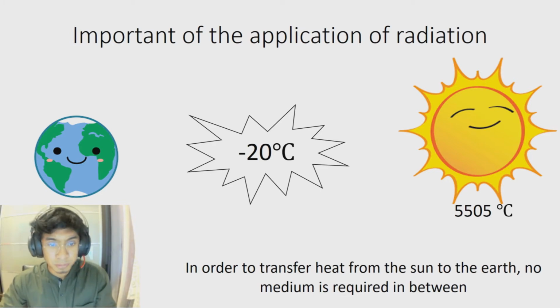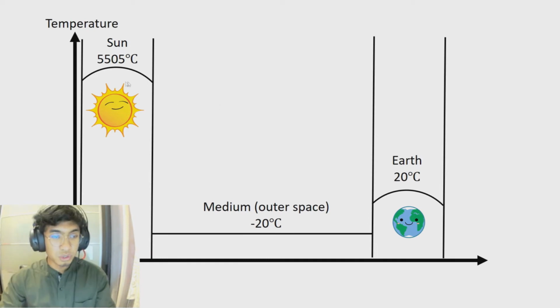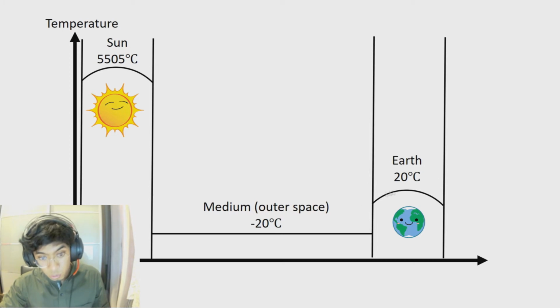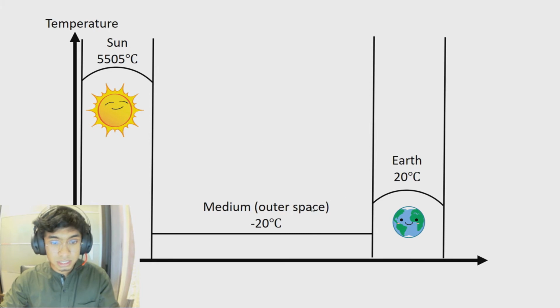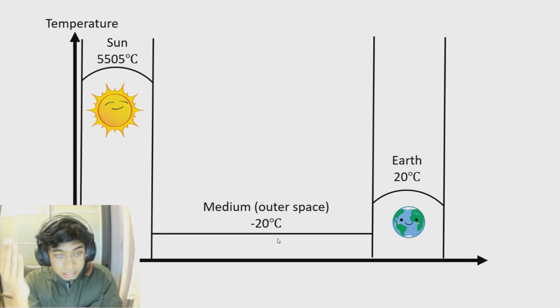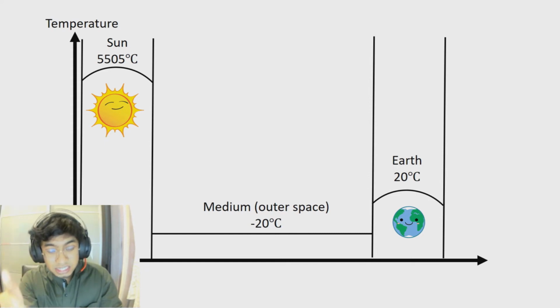Okay, because it is vacuum. So we can see in the graph, we know that the temperature of the sun is 5,505 degrees Celsius, while the Earth is at an average of 20 degrees Celsius, while the medium for the energy to transfer from the sun to Earth, known as outer space, is at the temperature of negative 20 degrees Celsius. Okay, so in this case, the process of radiation does not affect the medium temperature, which is not increasing the outer space temperature. It will remain at negative 20 degrees Celsius. That is the characteristic of radiation that we need to know.